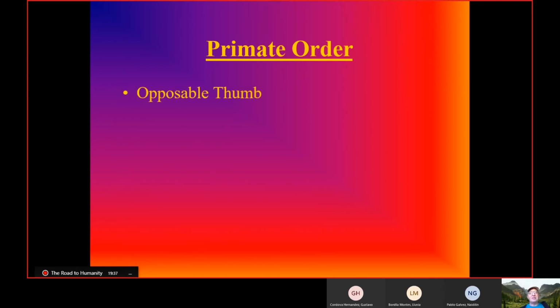So what makes a primate a primate? Well, first of all, they have an opposable thumb. And in this case, oppose means it can go against their fingers. Like you can touch all of your fingers with your thumb. That's what it means to have an opposable thumb. All primates have this ability. Really, no other animals can do that.